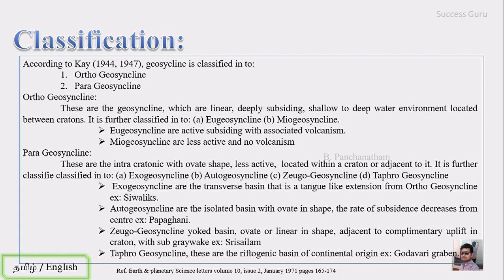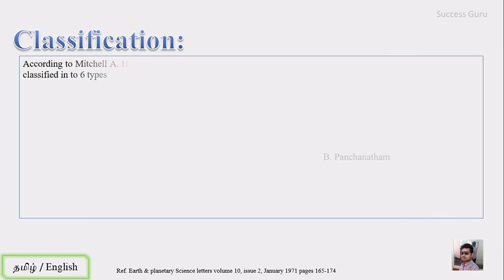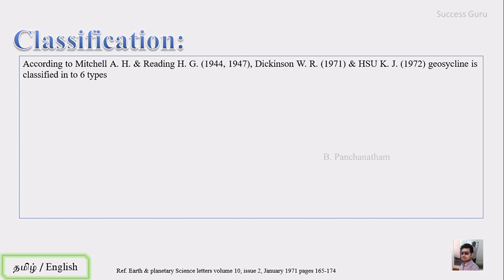So there is a group who classified the geosyncline in relation to the tectonic setup. That is by Mitchell, Reading, Dickinson, and Hsu. Geosynclines are classified into six types. These authors grouped together and classified the geosynclines into six types, which have been correlated with the tectonic setup. So let us see that.